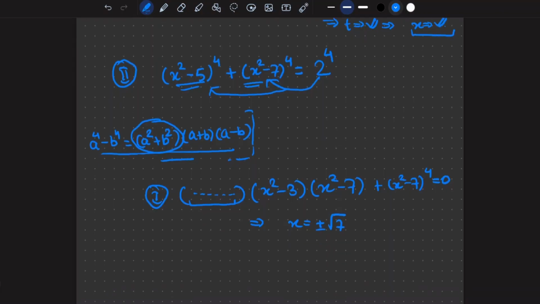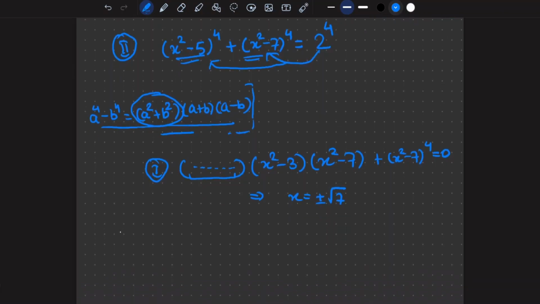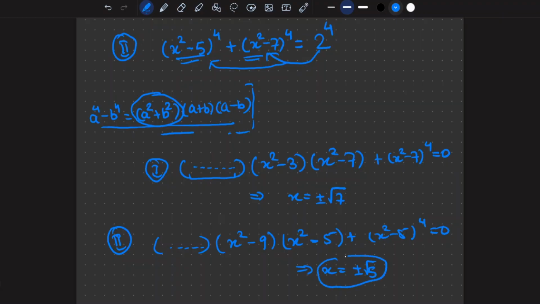Now let us move on to the second case. Okay. So in the second case, I club it with (x square minus 7) power 4. So similar calculations. I think you can deduce what I am writing over here, because I already told you the concept now, alright. Just the calculation part left. Plus (x square minus 5) power 4 is equal to 0. So from here we get x is equal to plus minus root 5. Okay. This thing.